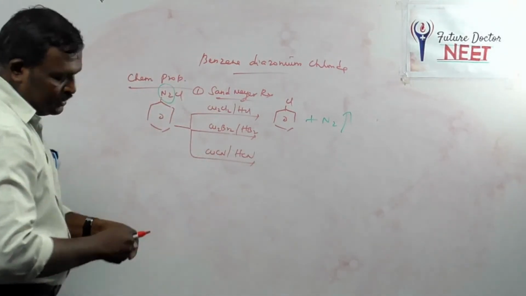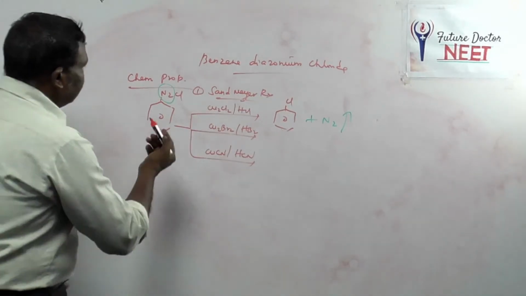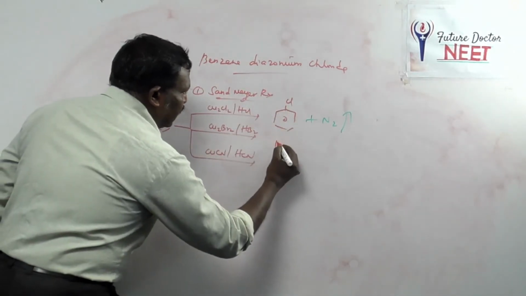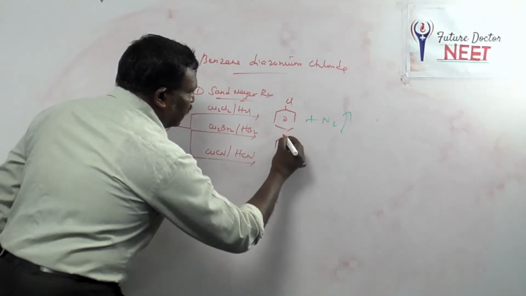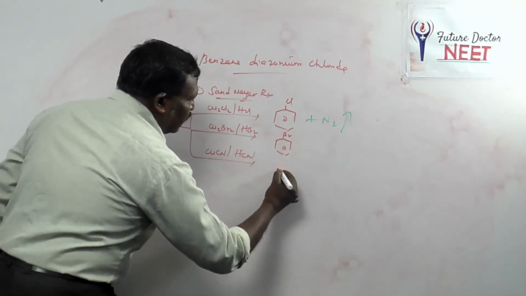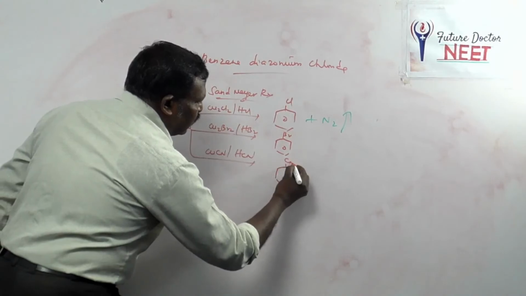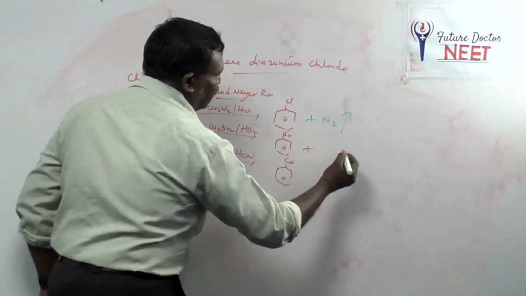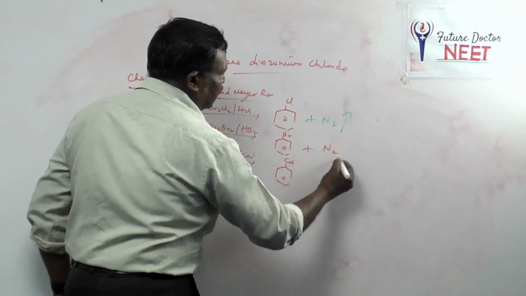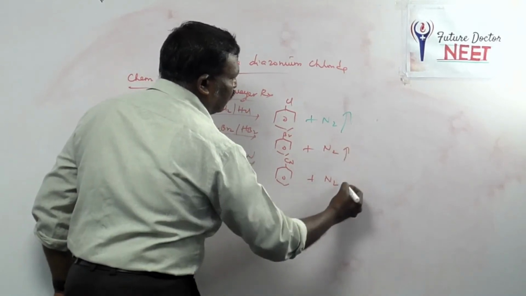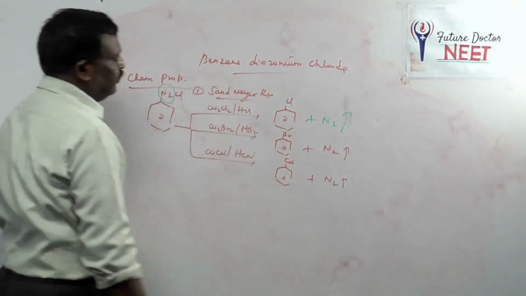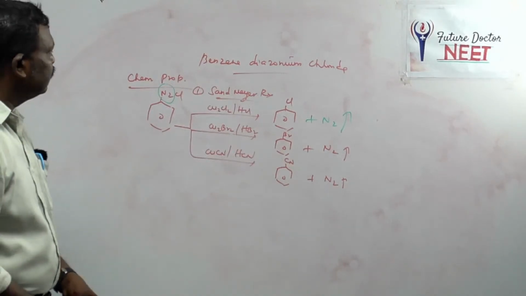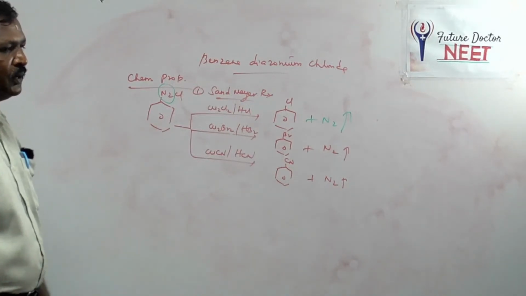First we put the heading Sandmeyer reaction. So now the product is what? Bromobenzene here, cyanobenzene here. Don't worry about the other product, always N2. No doubt. Sandmeyer reaction.